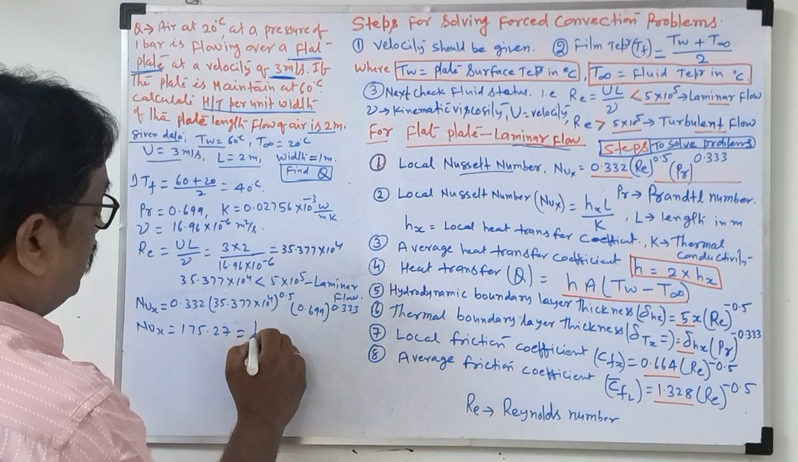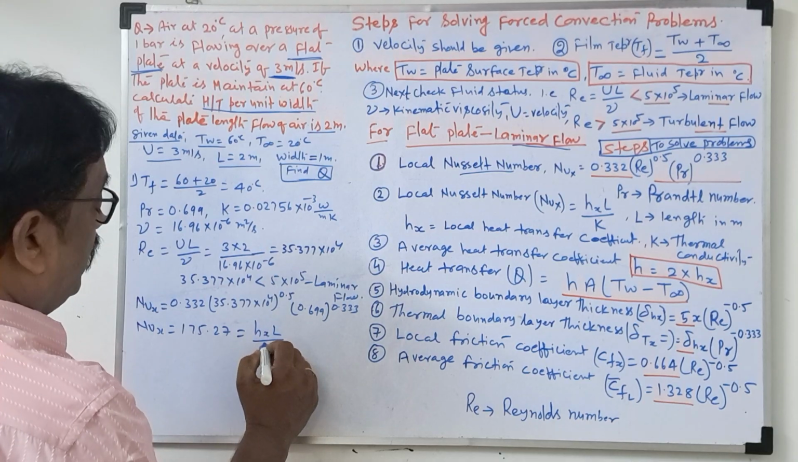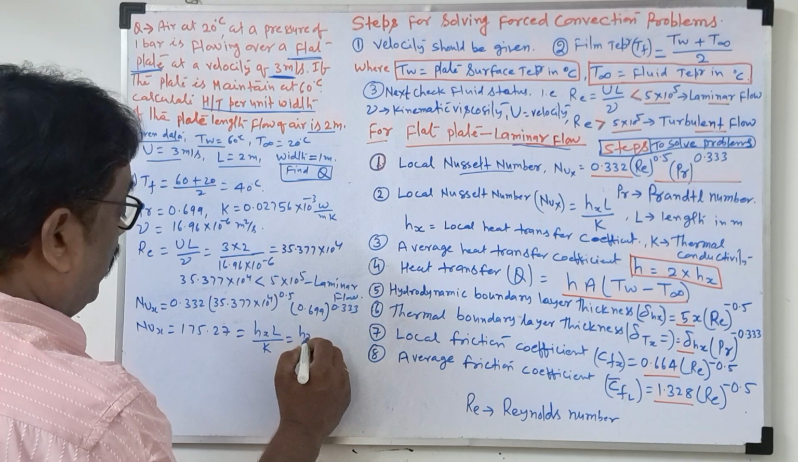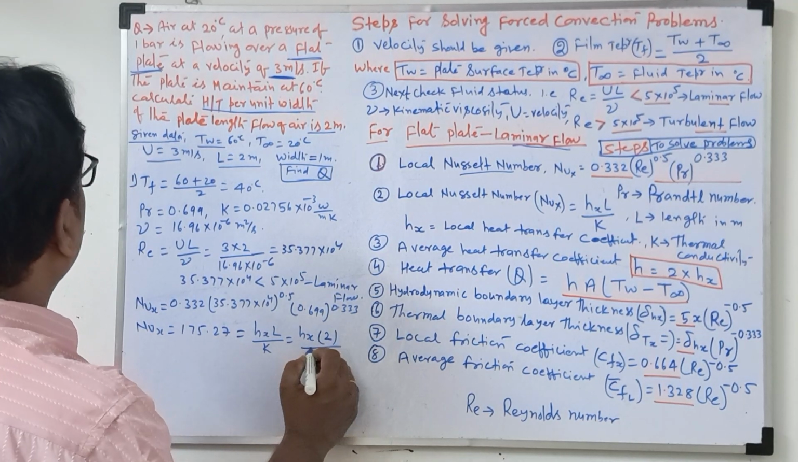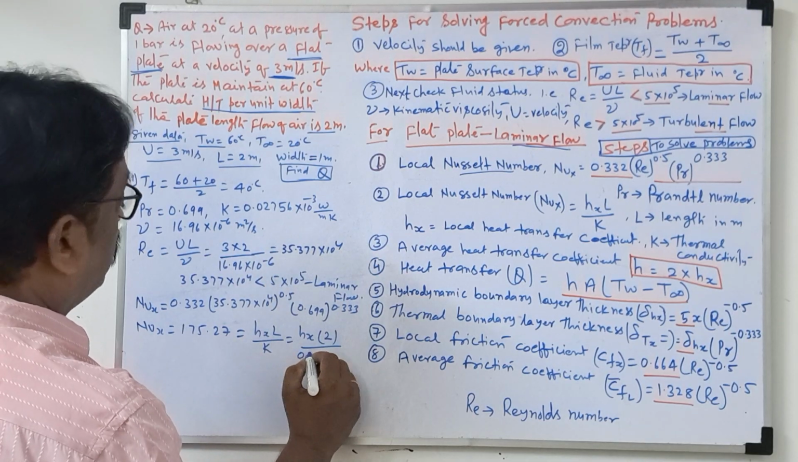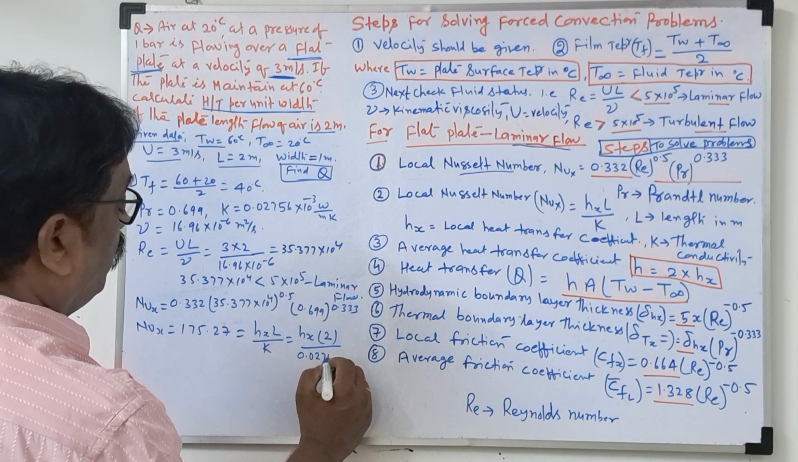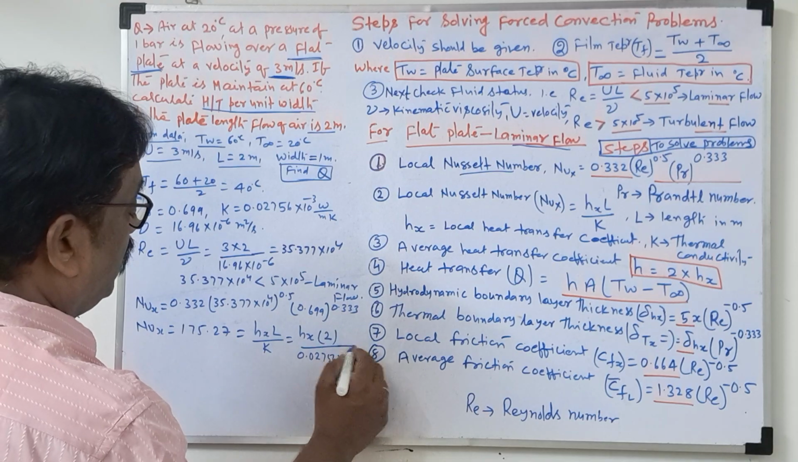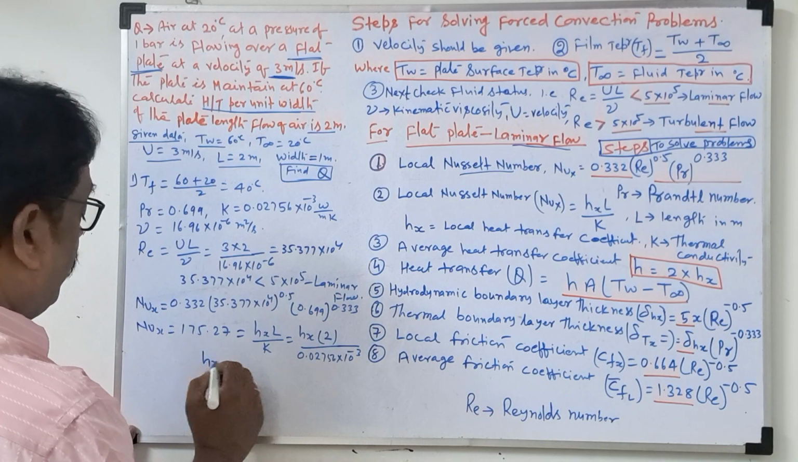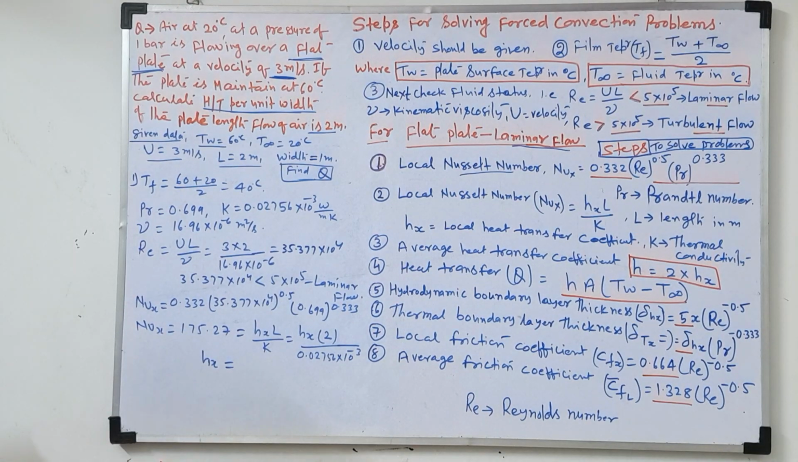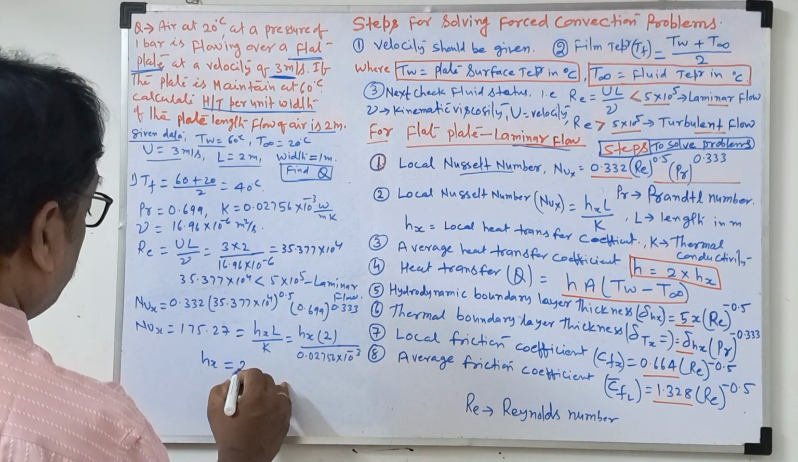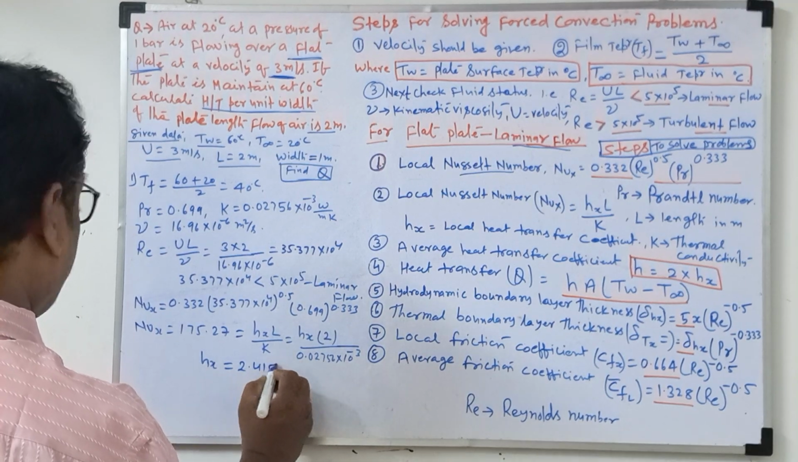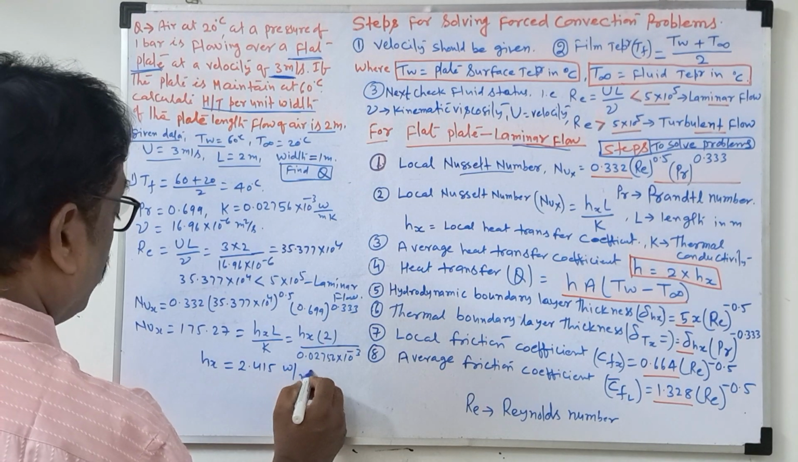Then again for this Nusselt number, what is the formula? Nu x equals hx, the local heat transfer coefficient, times length divided by K. If you substitute there, for hx we need the length 2 meter, and the K value will be 0.02756 into 10 power minus 3. So we get the hx value, which will be 2.415. The unit will be watt per meter square Kelvin.